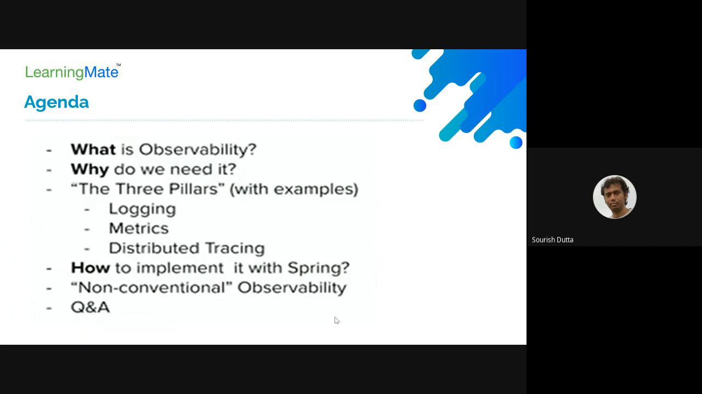So what do you mean by observability? What really is it, what are the three pillars that you know, and what are the things you can do to implement this, right? And also what are the different non-conventional ways we can do this observability other than the tools that Spring Boot can provide. Okay.